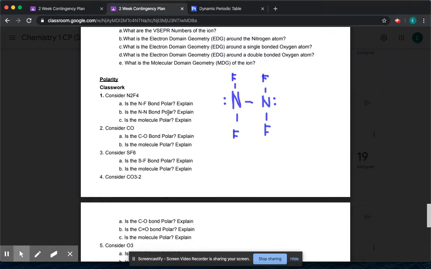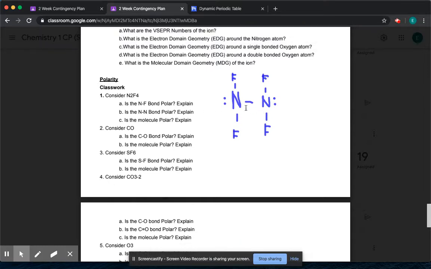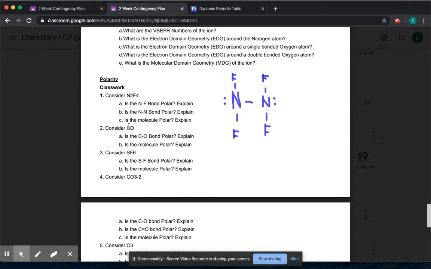Is the NN bond polar? It is talking about the bond between these two nitrogens. The answer is no, it is not polar. Why? They're the same atom. Same atom means equal pull. Equal pull means they cancel out. And then C asks, is the whole molecule polar?